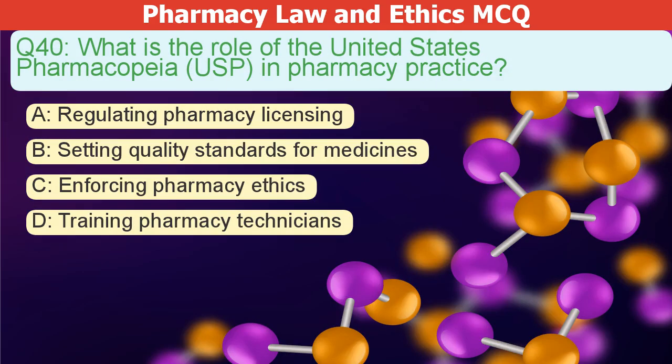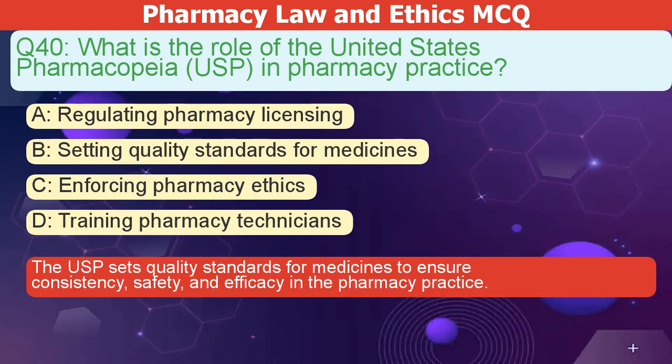What is the role of the United States Pharmacopoeia, or USP, in pharmacy practice? A. Regulating pharmacy licensing. B. Setting quality standards for medicines. C. Enforcing pharmacy ethics. D. Training pharmacy technicians. The correct answer is B. The USP sets quality standards for medicines to ensure consistency, safety, and efficacy in pharmacy practice.